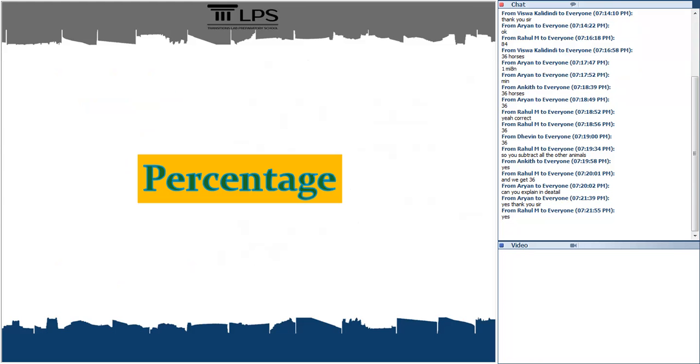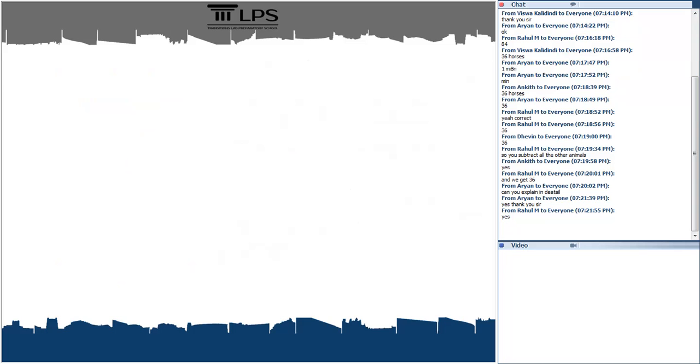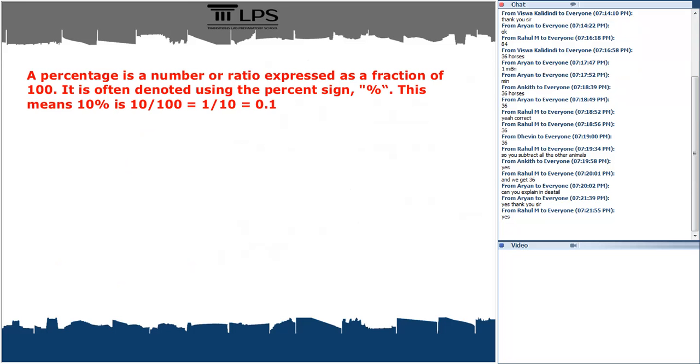Okay, let's look at percentage. A percentage is a number or a ratio that is expressed as a fraction of 100. It is often denoted using the percentage sign, and that's the percentage sign. I think students are aware of this sign. This is the sign that we use to represent a percentage.